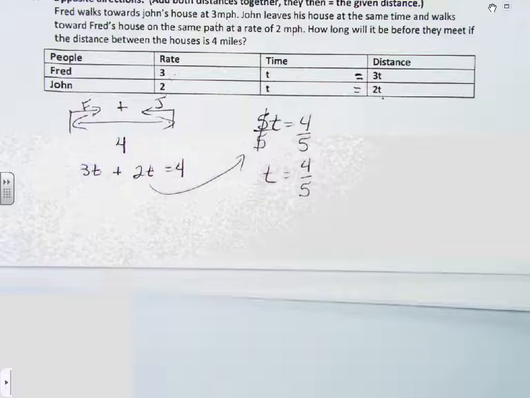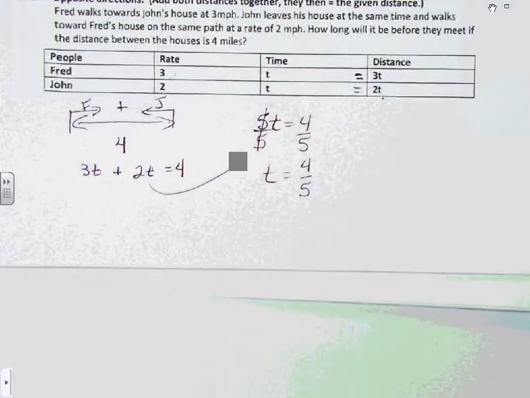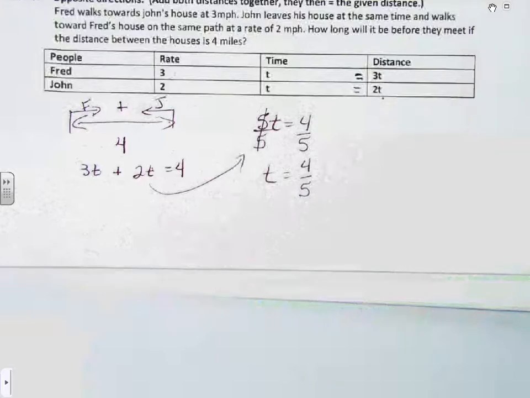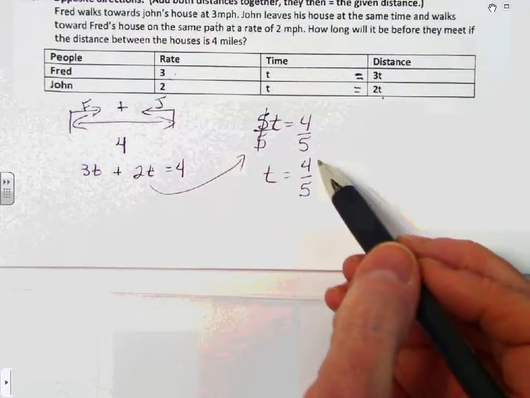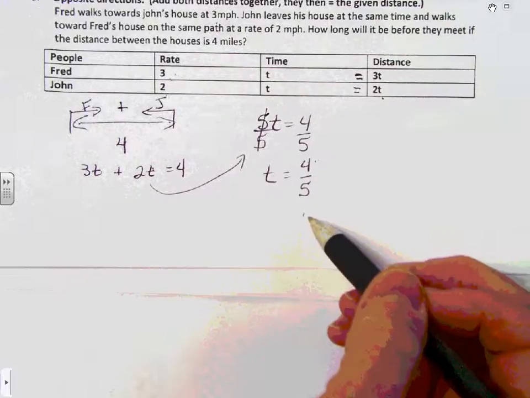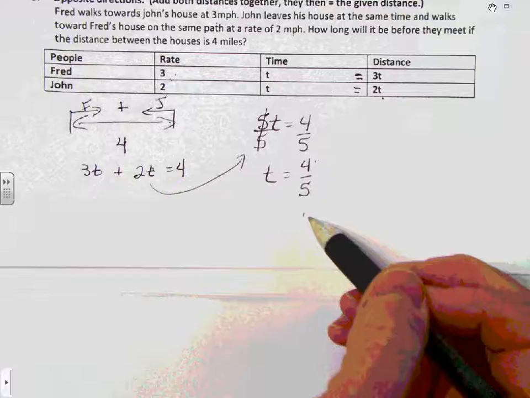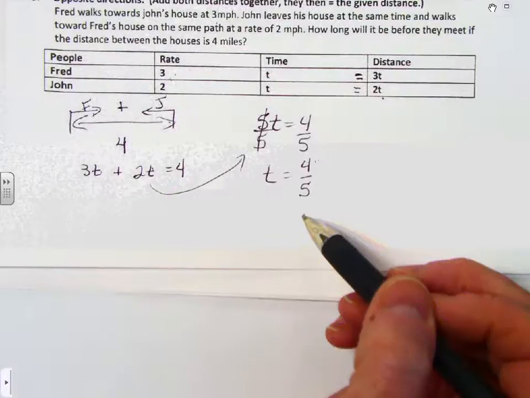All right. So what was the reference in the time that we were talking about? How fast were they going? Miles per hour. So this is 4/5 of 1 hour, right? So how could I find that in minutes? Because I'm still not going to say, hey, Mom, I'm going to be back in 4/5 of an hour.